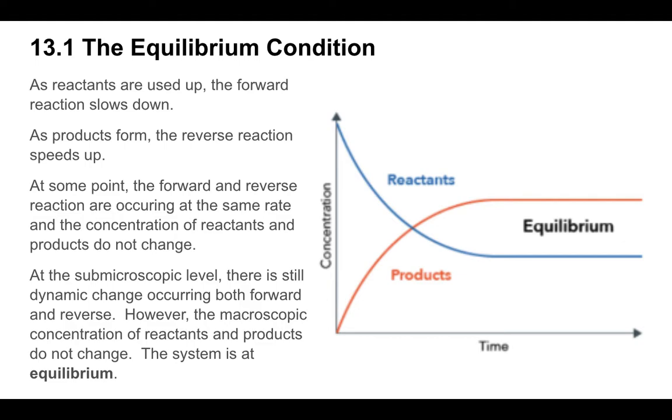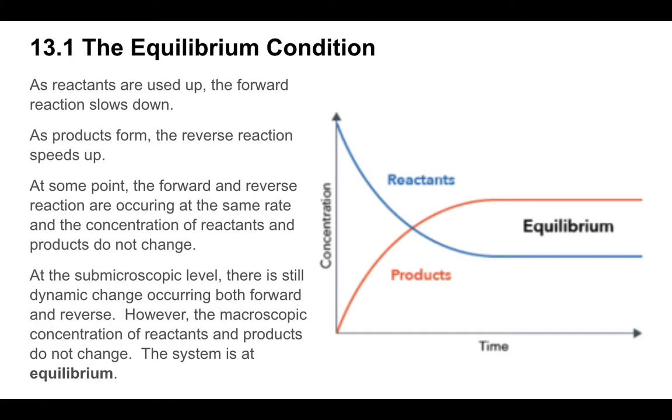So the equilibrium condition is talked about in 13.1. As reactants are used up, the forward reaction slows down. As products form, the reverse reaction speeds up. So at some point, you're going to reach a case where the forward and reverse reaction are occurring at the same rate. And once you've reached that point, the concentration of reactants and products are not going to change.